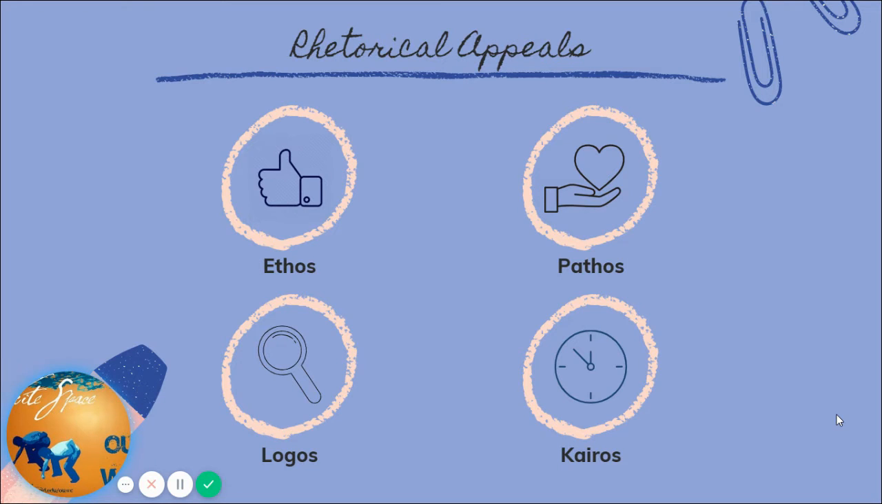And finally, we have kairos. Kairos is more tone-focused or situational. It's like the timeliness of an argument. So as an example, if you are watching an advertisement and it relates to COVID, it has the aspect of kairos or timeliness because we are still in the COVID pandemic.